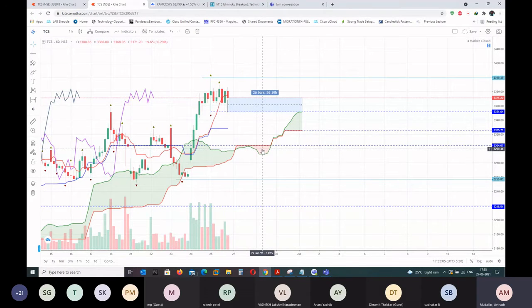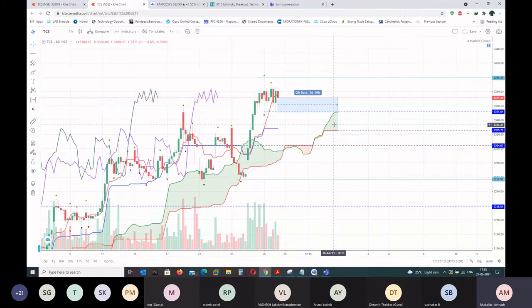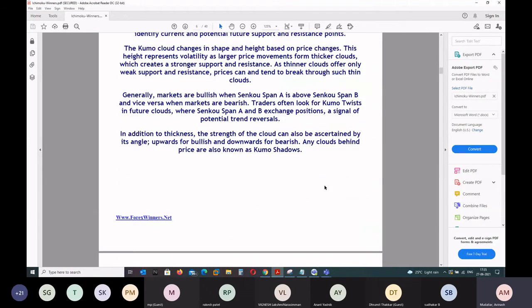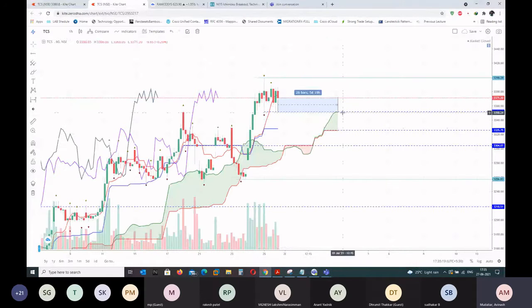So that means it's a bearish. It doesn't mean it's a bearish, it's just an indication. Okay. So right now you can see the indication is bullish. Okay, so that's the cloud, Span A, Span B.